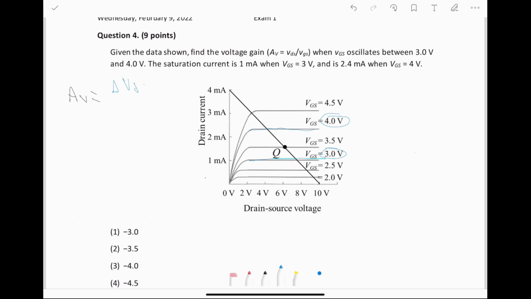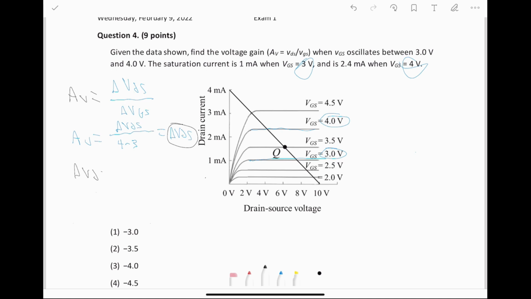We can say that's delta VDS over delta VGS because things are oscillating. And we happen to know that this is actually going to be equal to delta VDS over 4 minus 3, because we were already given the variation in VGS here as 4 volts to 3 volts. So this is actually just equal to delta VDS, which I hope makes sense because this denominator evaluates to 1. Now that we have that, we just need to solve for delta VDS.